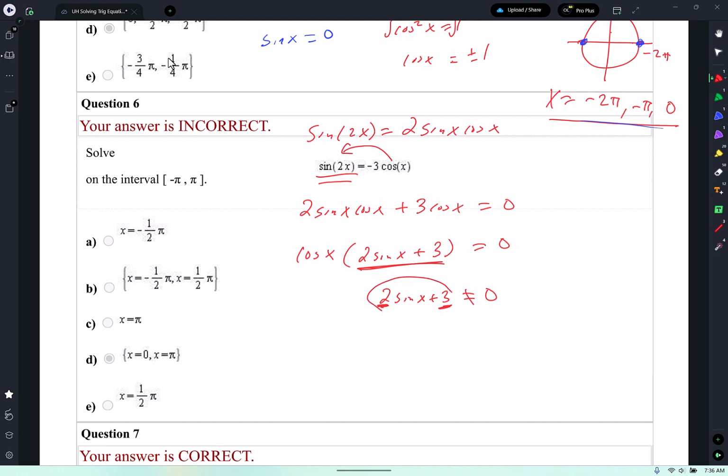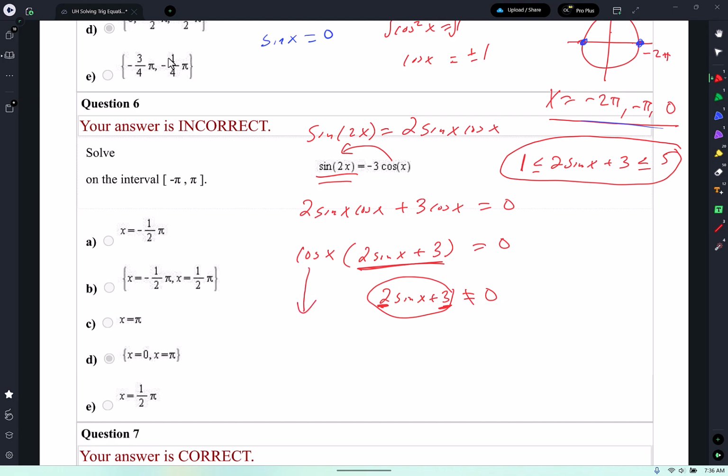So the biggest this will be, so I'm going to write 2 sine x plus 3. The biggest that will be is 5, 3 plus 2, see? And then the smallest this will be is 3 minus 2, so 1. Notice it's between 1 and 5. You'll never equal 0. So you don't have to worry about that one. But this one you do have to worry about.